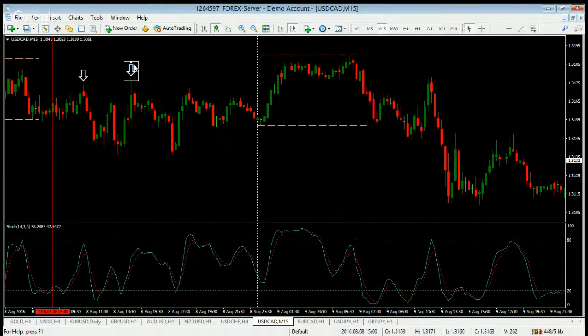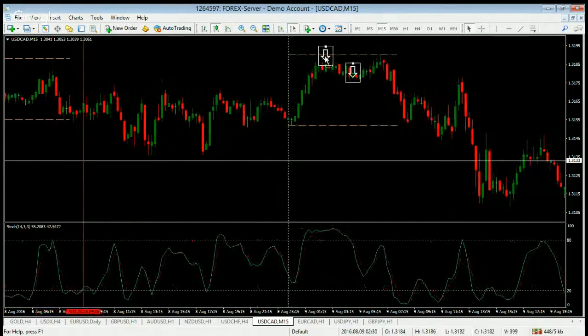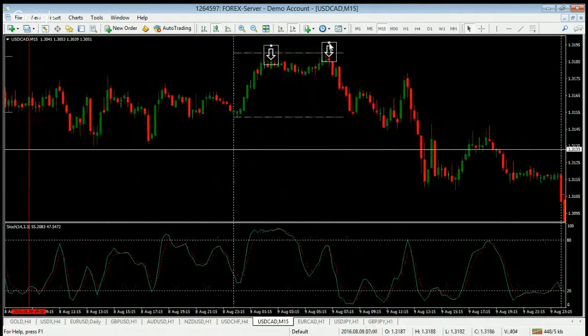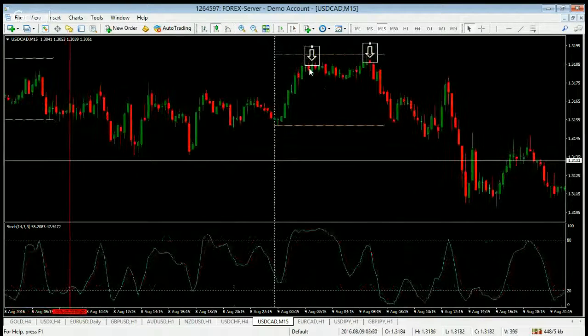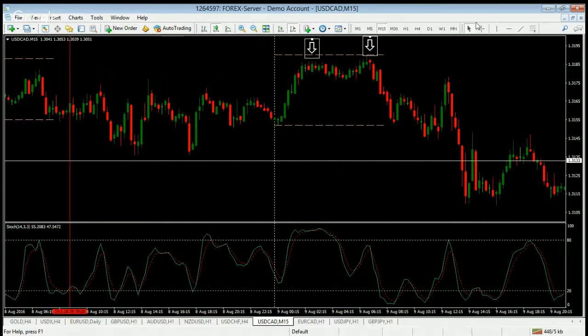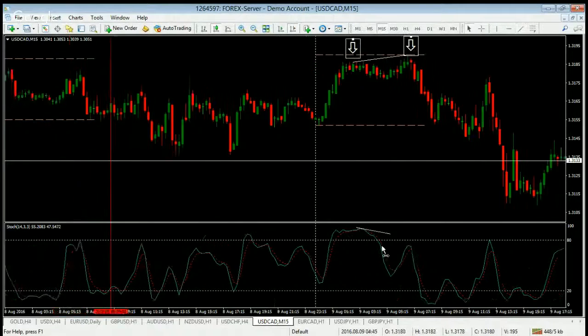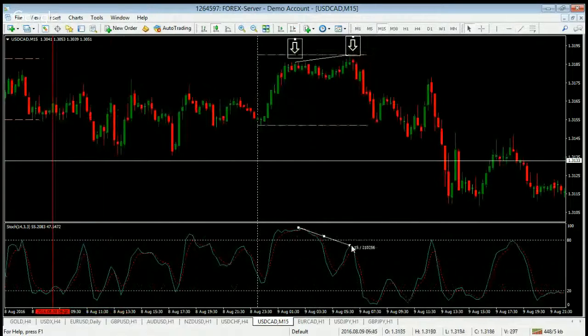So this is another day. This is a high. You have to be able to see these swings. This is a high. This is another high. So obviously, price was making a higher high here. But what was the indicator doing? The indicator wasn't making a higher high. See, this is the Asian session.